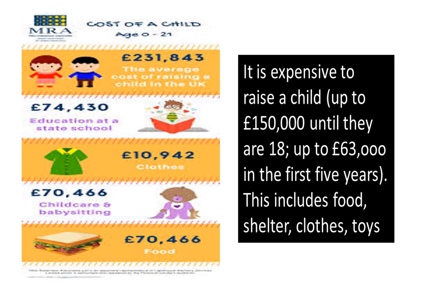So £231,843 up until the age of 21. That possibly includes things such as university fees. £74,000 and more for education at a state school. And as we're going to see, that might include things such as uniform, cost of lunches, etc., cost of travel to and from school. Clothing, nearly £11,000. Childcare and babysitting, £70,466. Food alone, £70,466.